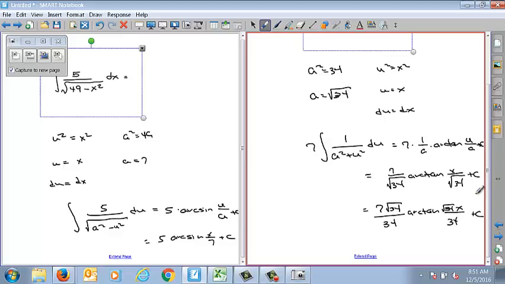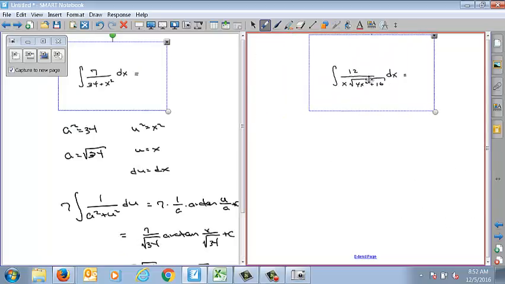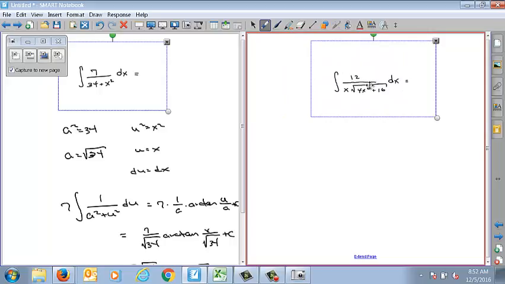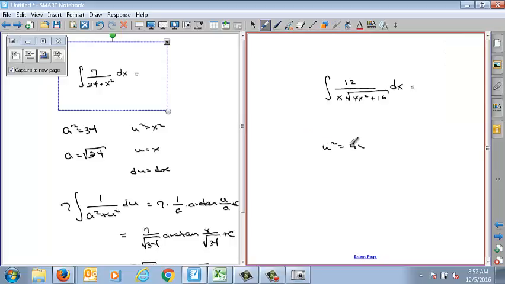And let's just go ahead and do the last one. So this is an inverse. This is the arc secant. So in this case, u is not exactly x. What you would have is u squared is equal to this thing, 4x squared. So u would be 2x instead of just x.